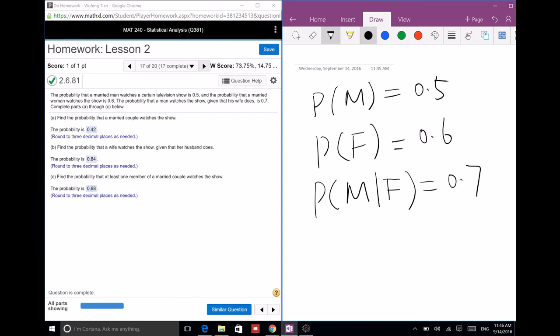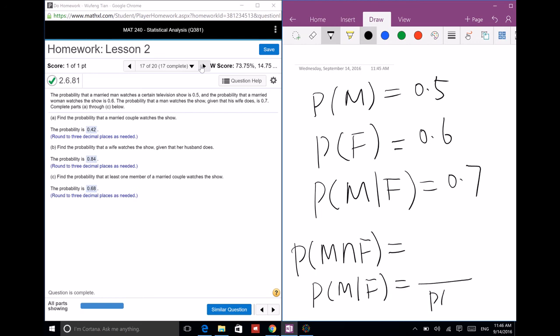Now, we want to find the probability that a married couple watch the show. So that's the probability of both of them watching, so it's the intersection. Okay. What's the formula? The formula is P(M|F) equals P(M and F) divided by P(F). So here, P(M and F), both of them watch the TV.